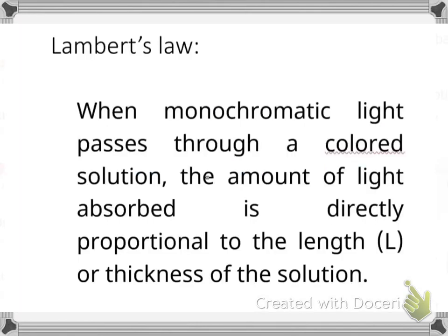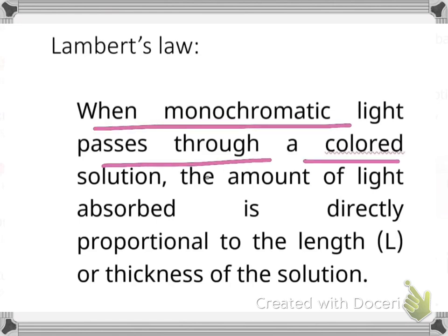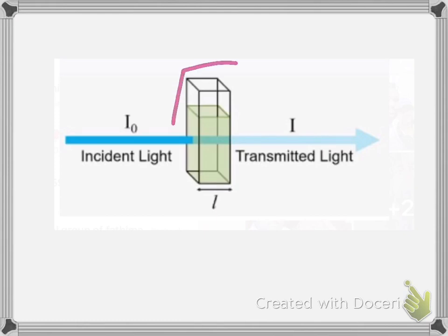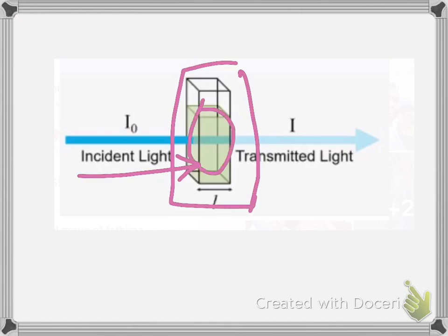Lambert's law states that when a monochromatic light passes through a colored solution, the amount of light absorbed is directly proportional to the length or thickness of the solution. For example, this is a solution. When a monochromatic light passes through this solution, some amount of the light is absorbed by the molecules present in the solution and some of them are transmitted.